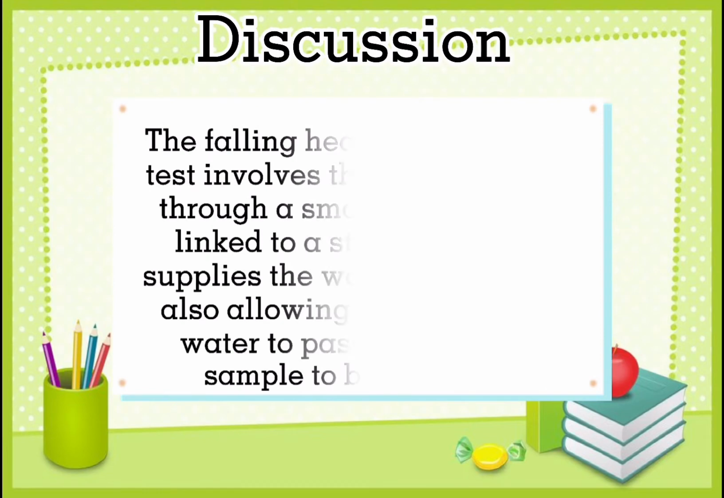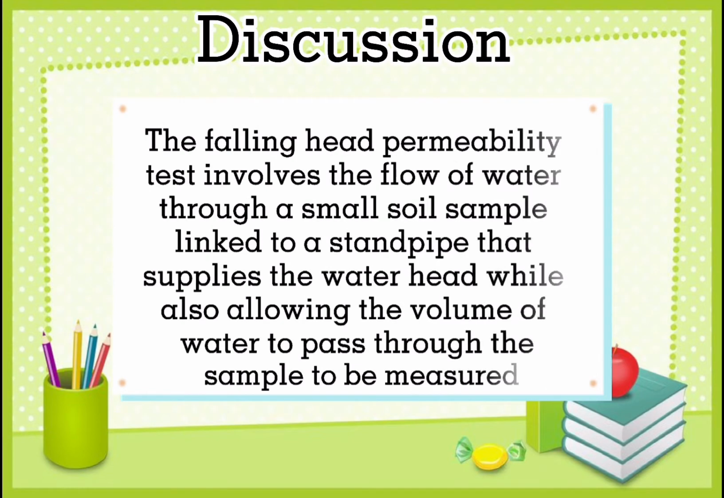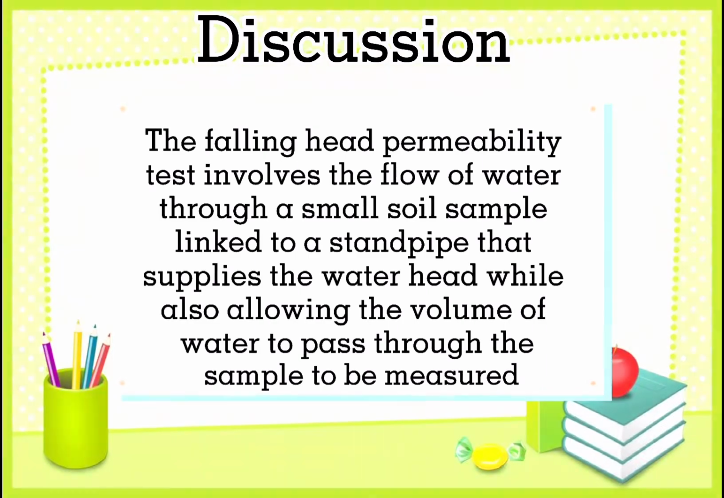The falling head permeability test involves the flow of water through a small soil sample linked to a standpipe that supplies the water head, while also allowing the volume of water passing through the sample to be measured.